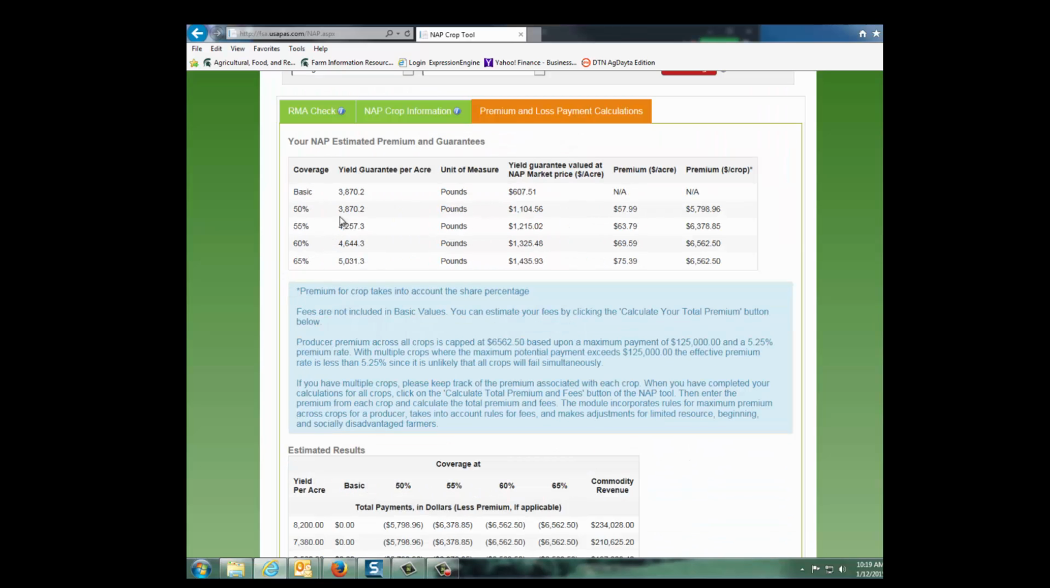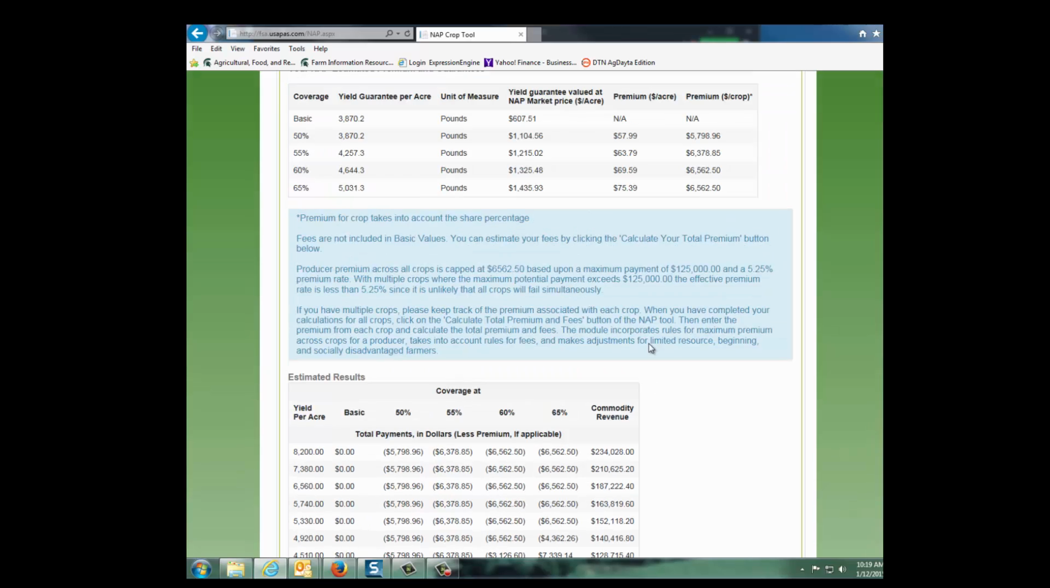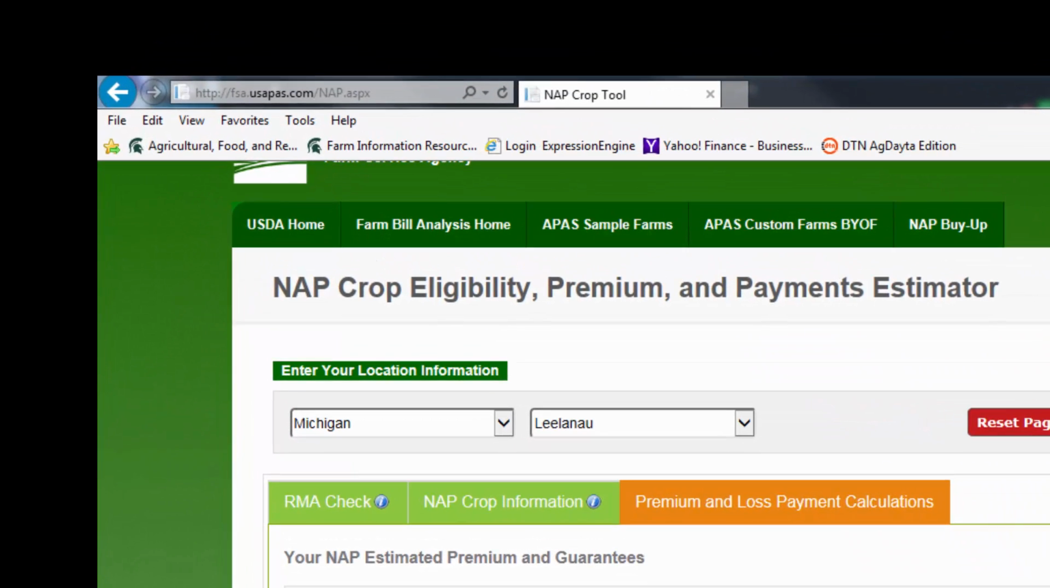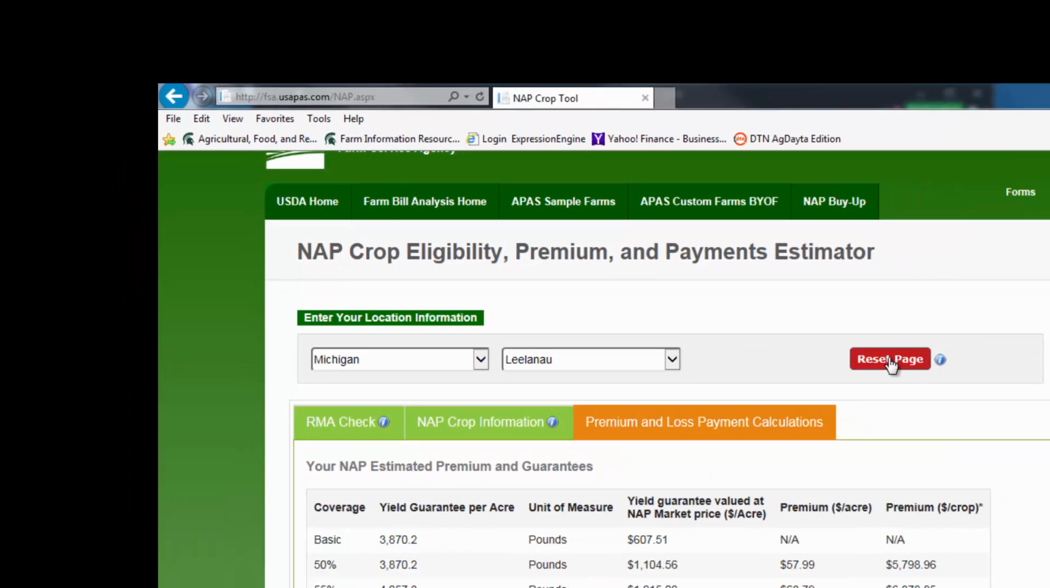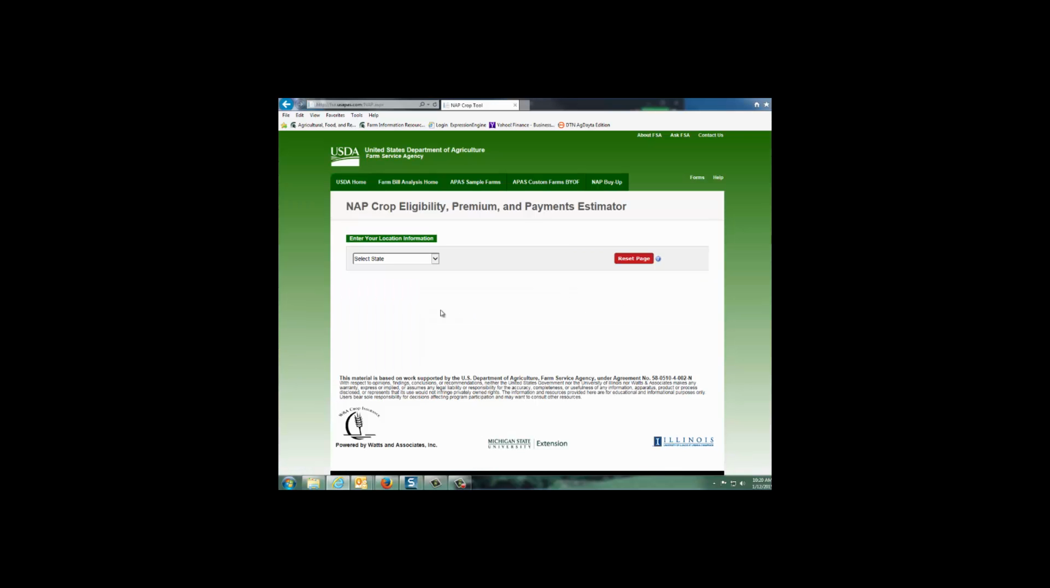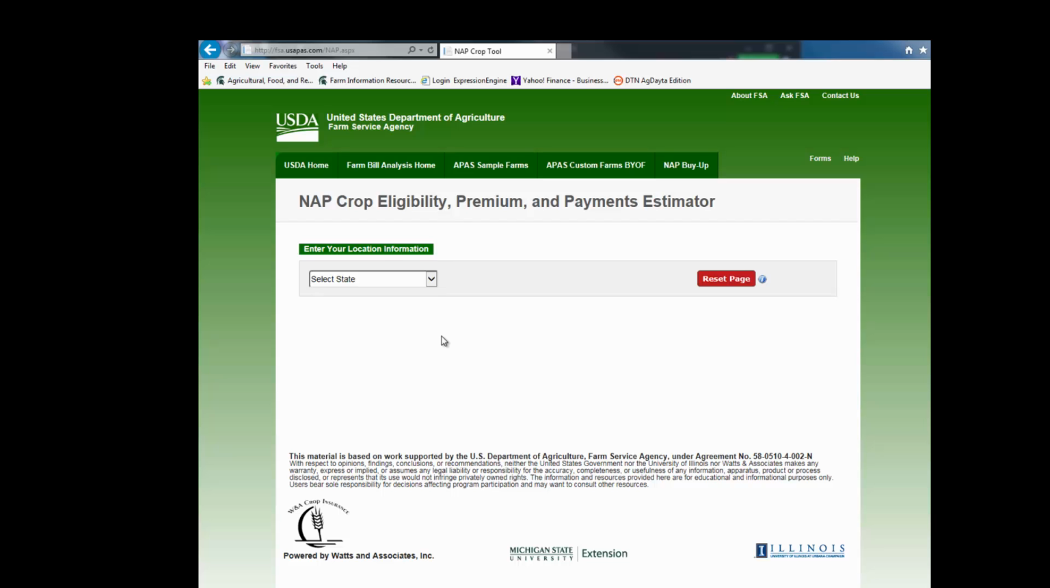Determining which coverage you want to use is not something we can really get into here, but the bottom line is how much protection you need. At this point, we would like to look at another type of crop that you could grow, which is called a value crop, and we'd like to use Christmas trees. We cannot start right here. In order to do that, you have to hit reset page, and you pretty much go back to the very beginning.